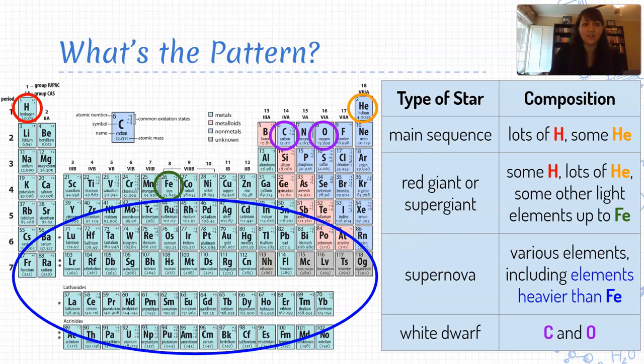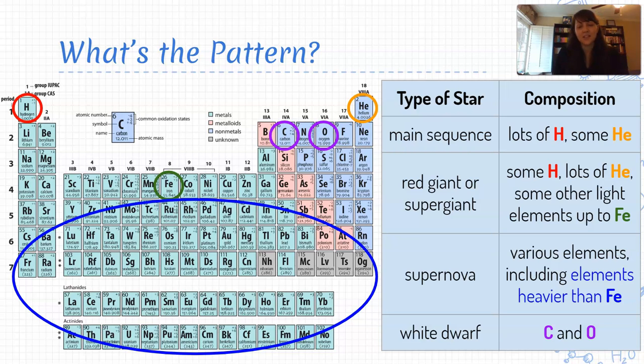Now let's take a moment then to just try to identify, okay, what does this all mean? What is the bigger pattern that this is pointing to? So I've got a table here on the right that just sort of summarizes the type of star, and then what elements we tend to see in those stars. And then over on the left, I've got a periodic table for you, and I've tried to kind of color code things so that you can see where each of the relevant elements for each of our stars is located on that periodic table. So take a moment and just consider, what's the big pattern? What do you notice changing about the composition of the star throughout the course of its lifetime?